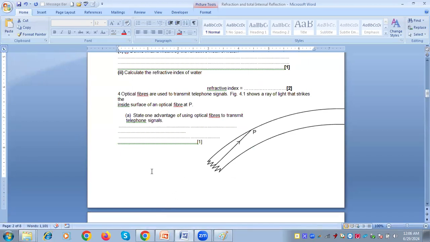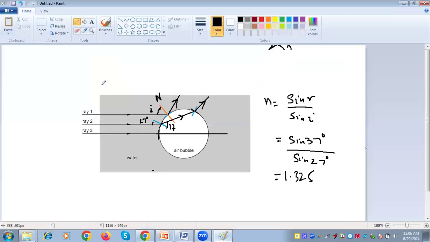Question number 4. This is related to optical fibers. Optical fiber and application of total internal reflection. Optical fiber is made up of two transparent media. Two layers are there, the inner layer and the outer layer. The inner layer is called core and the outer layer is called cladding.